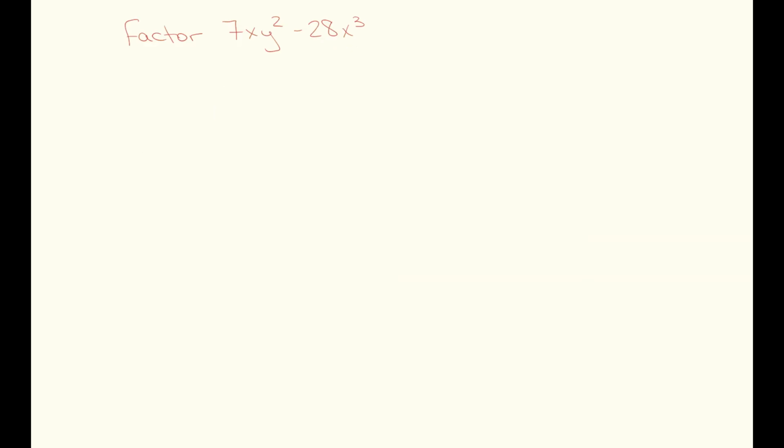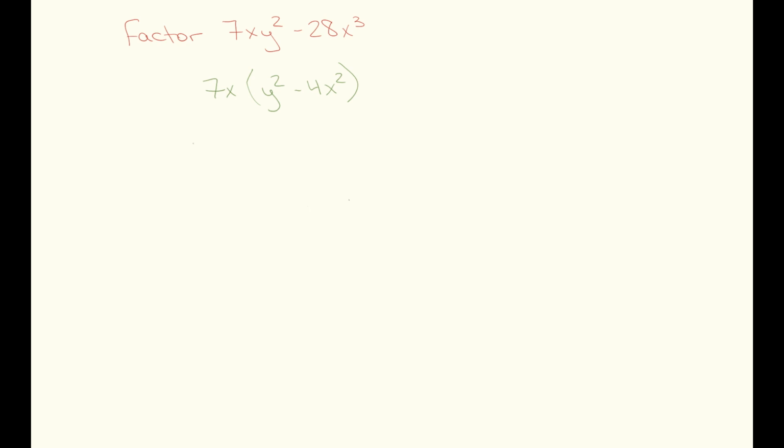In this last problem, I'm factoring 7xy squared minus 28x cubed. So obviously I need to factor out the greatest common factor. So 7 can go into both of those. I have at least one x, and I don't have anything else in common. That's all I've got. So what would I multiply to 7x to get 7xy squared? A y squared. What would I multiply to 7x to get negative 28x cubed? Well, 7 times negative 4 gives me negative 28, and I need 2 more x's. So now I have a difference of squares.